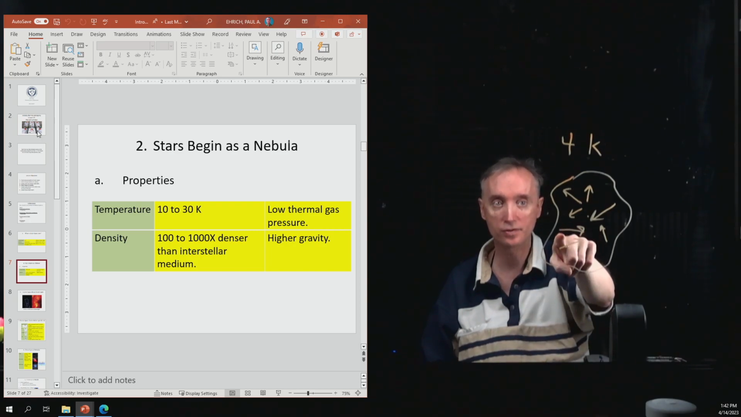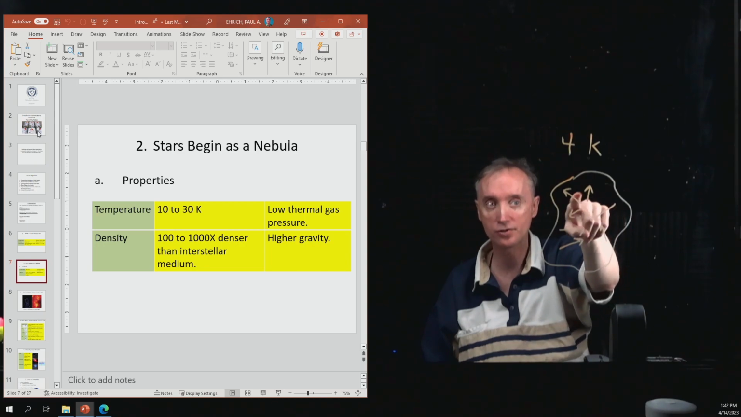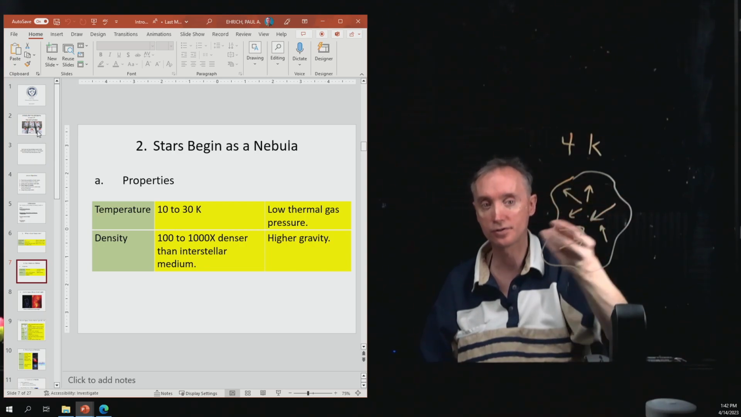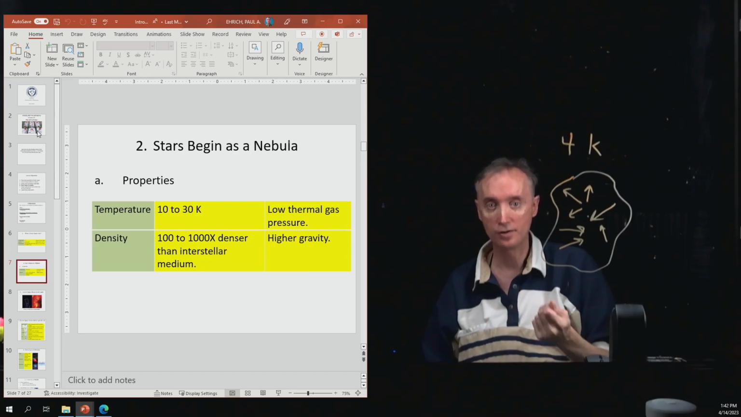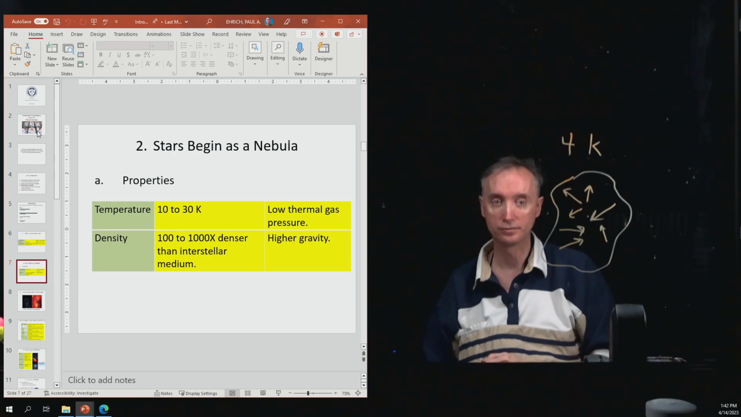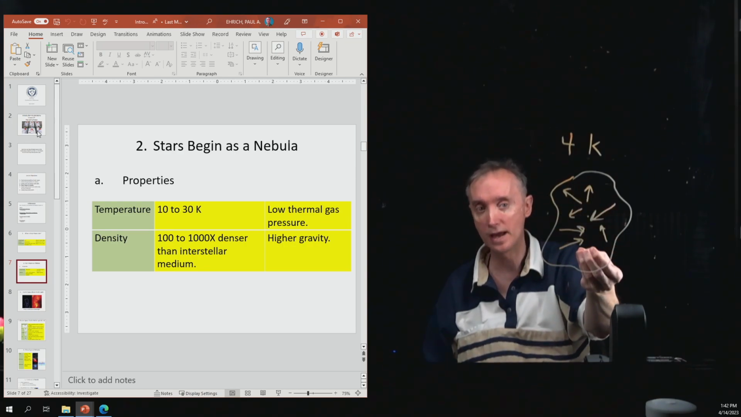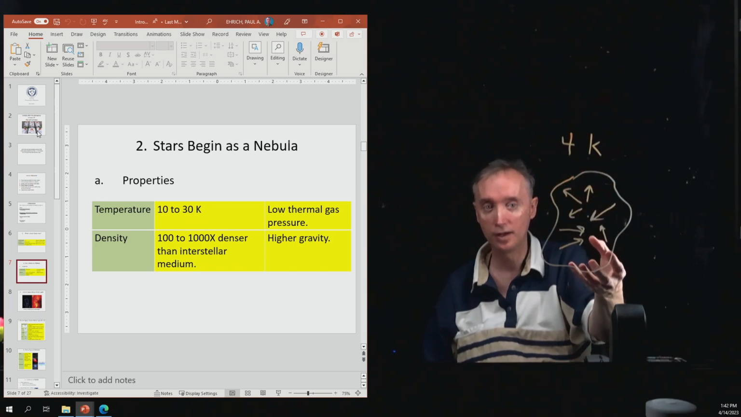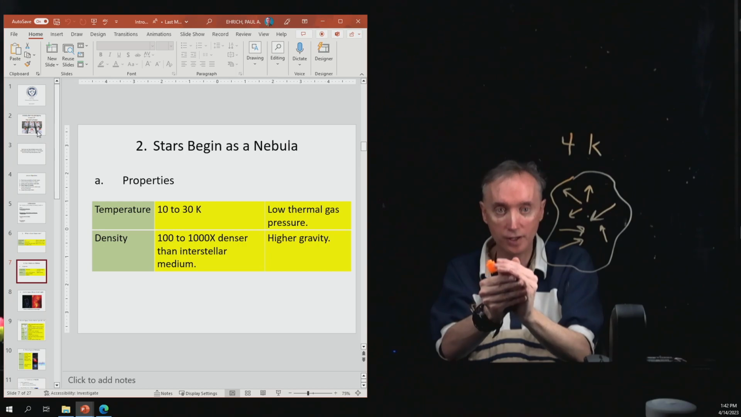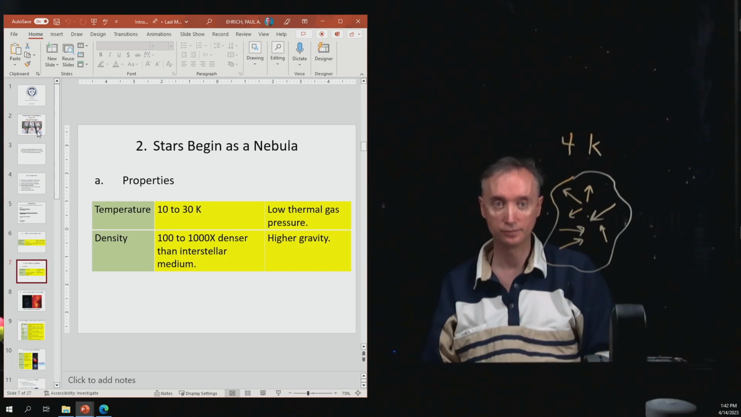So we call this thermal gas pressure. It's the pressure exerted by the molecules of gas because they're at a certain temperature. The greater the temperature, the greater the thermal gas pressure is going to be. The density is higher than outer space. That's good, because the greater the density, the greater the mass, and the greater the mass, the more gravity, and gravity is what's going to pull it in and turn it into a star.